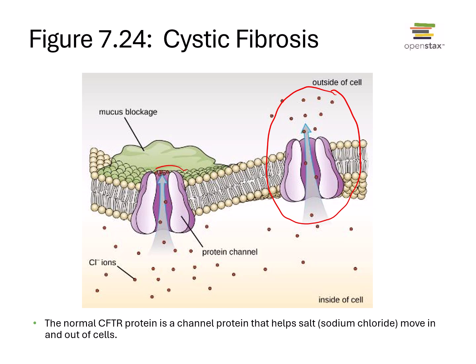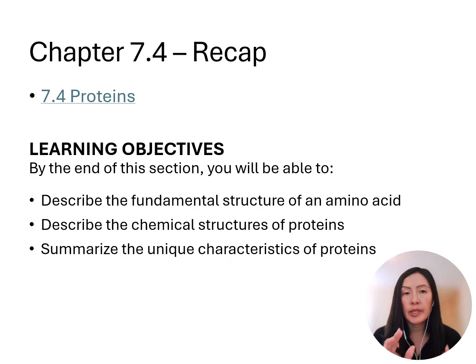But for the mutation CFTR, or mutated CFTR, it can't properly transport chloride ions. Less water enters these mucus secretions, resulting in this really thick, sticky mucus that can build up and increase likelihood for infection. Okay, let's recap proteins.